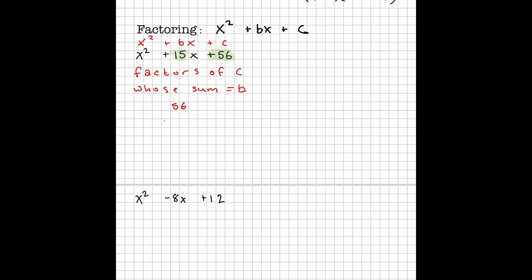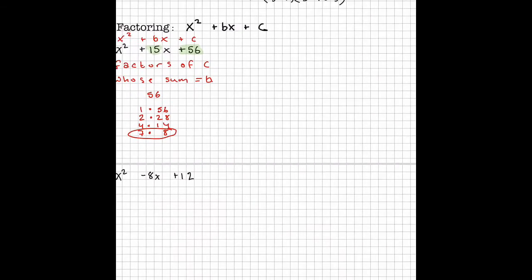We could do 1 times 56. We could do 2 times 28. But neither of these add up to 15. Right? 1 times 56 is 56, but 1 plus 56 is 57. 2 times 28 is 56, but 2 plus 28 is 30. I could keep going. 4 times 14, well, that adds up to 18, so we're getting closer. Finally, we get to 7 times 8. 7 times 8 is a product of 56, and 7 plus 8 is 15.